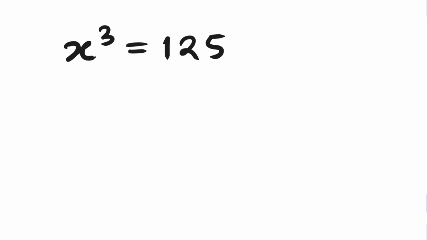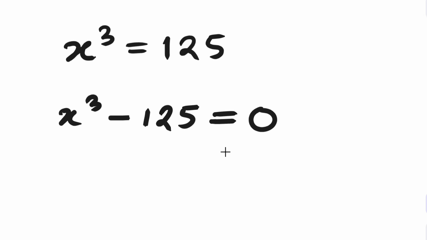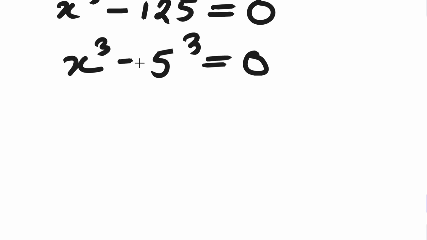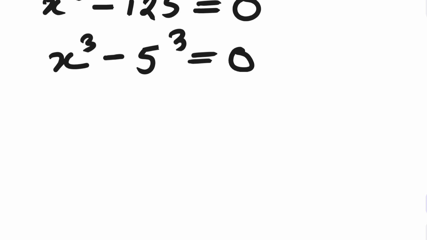So let's begin properly. The first thing we do is move everything to one side. So we take x cubed equals 125, and we rewrite it as x cubed minus 125 equals 0. Now notice what happens here. 125 is the same as 5 cubed, so we can replace 125 with 5 cubed, giving us x cubed minus 5 cubed equals 0.